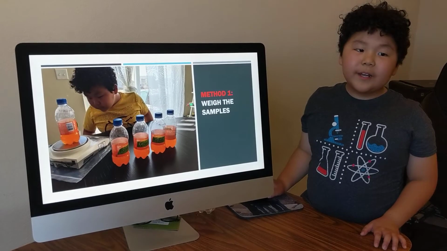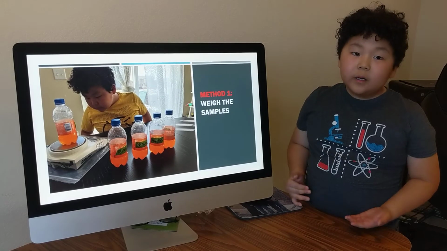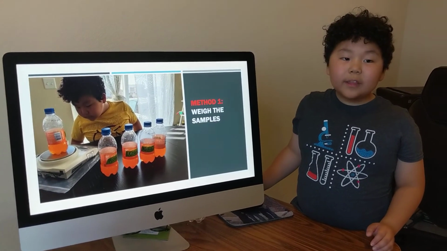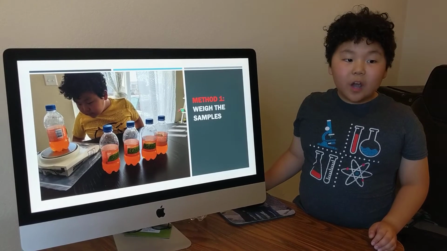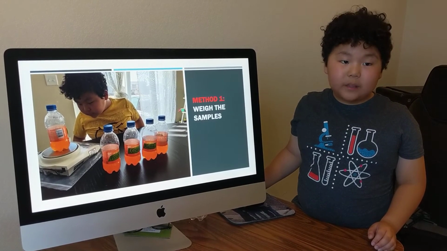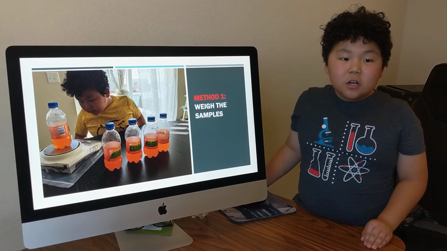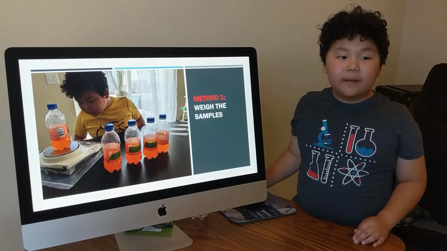The first method I used to measure the fizziness was to weigh the soda with a kitchen scale. I weighed the first sample before and after. Even though carbon dioxide is a gas, it still weighs something. The pressure from the gas adds a small amount of weight to the bottle of soda.